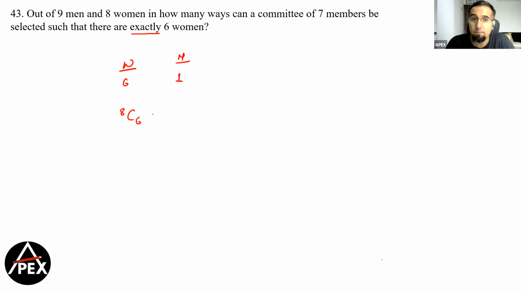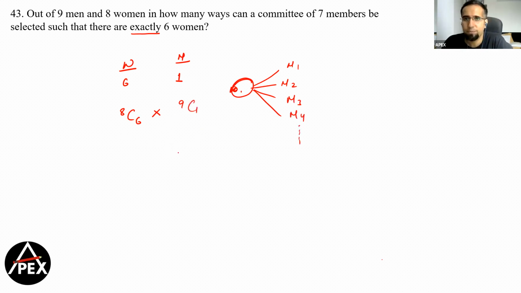Clear, guys? So if the number of women is 6, I would go with 8C6 as the number of ways for women, multiplied with, not a plus Ganesh, it's into. Because if you have, let's say, all the set of 6 women here, now either you can go with M1, or M2, or M3, or M4, and so on. Clear? So into 9C1 becomes your answer. So 8C6 into 9C1 is your answer.